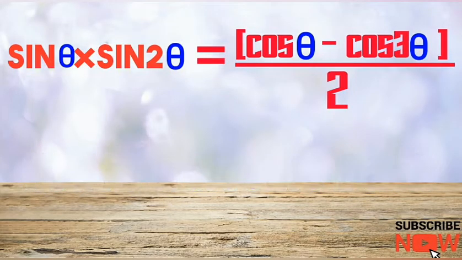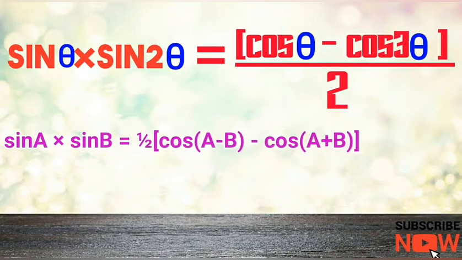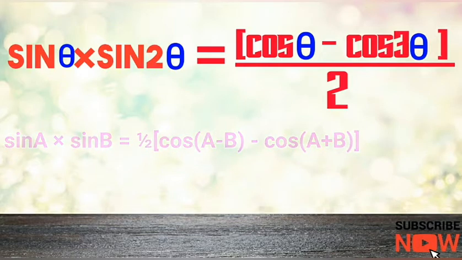In this video we are going to prove that sin theta times sin 2 theta is equal to cosine theta minus cosine 3 theta, all over 2. Before we start proving this, there is an identity given as sin A times sin B equivalent to the cosine of A minus B minus the cosine of A plus B, all over 2. So we can easily make use of that and apply it here in this manner.